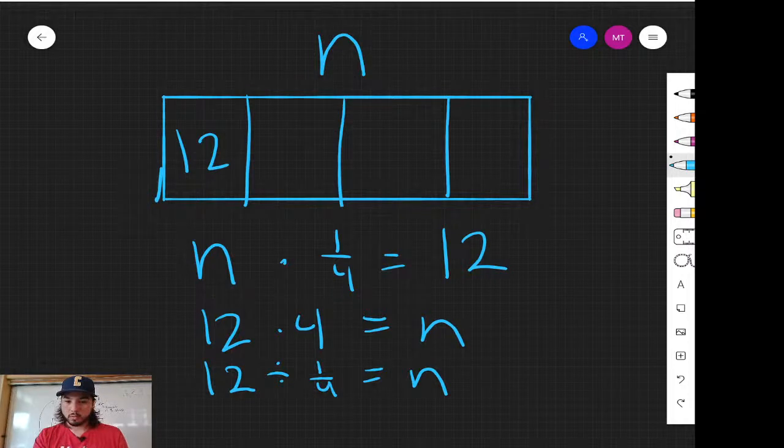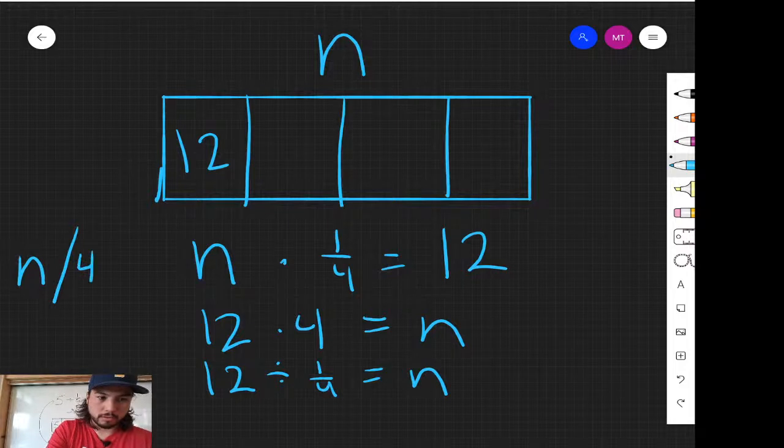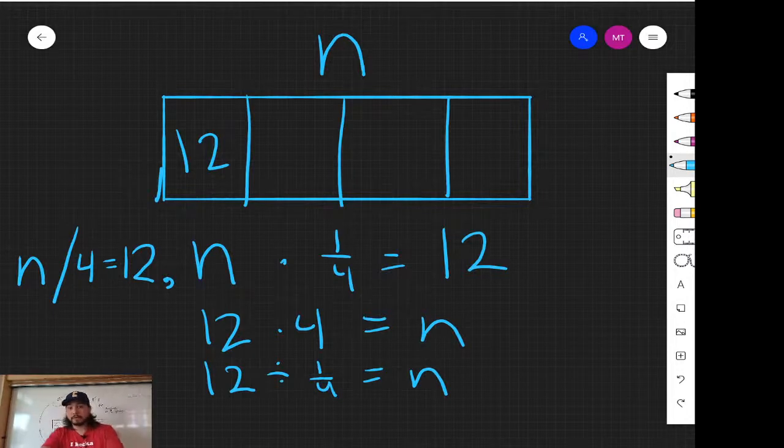Okay, there's one more equation that we're looking for here. Often it's the trickiest one. We have n divided by 4 equals 12. I'm going to put a comma there so we know that those are different equations. N divided by 4, right? You're taking your n, you're dividing it into 4 equal pieces, and there's 12 in each piece. Okay? So 4 different equations can come off of this particular model.